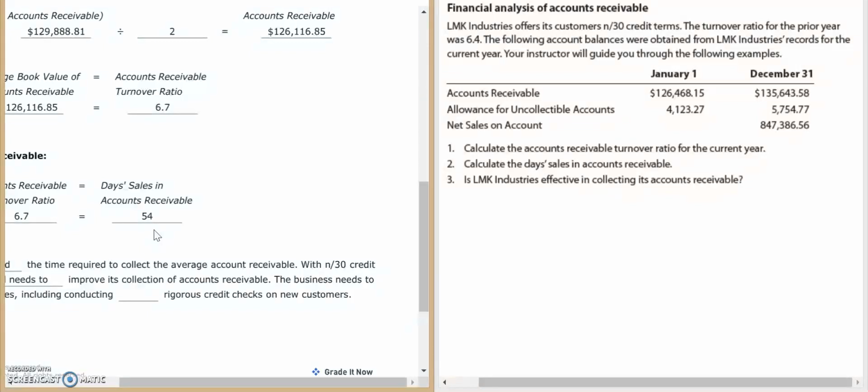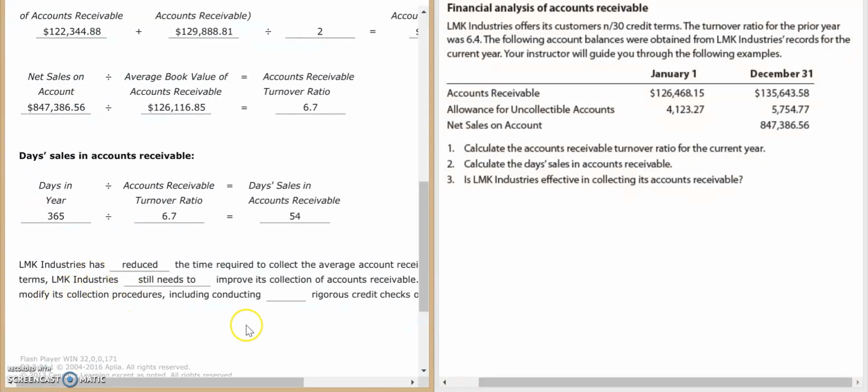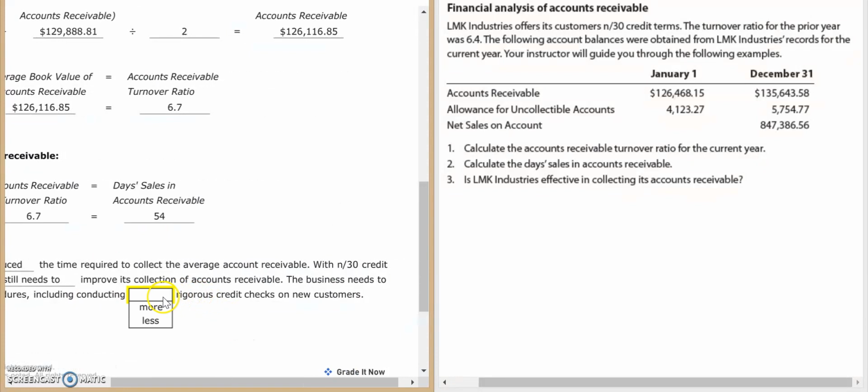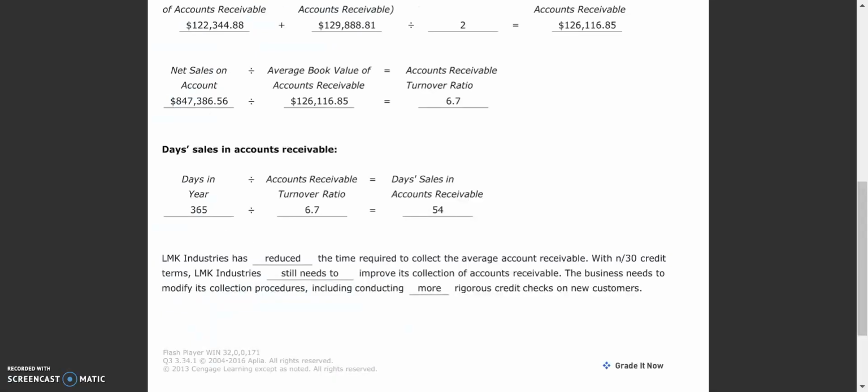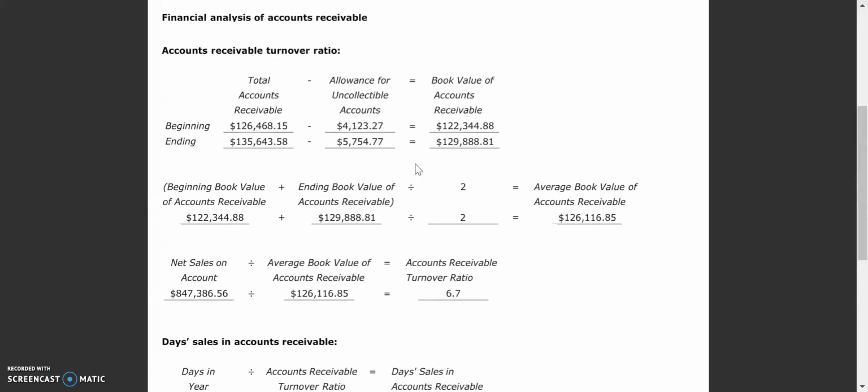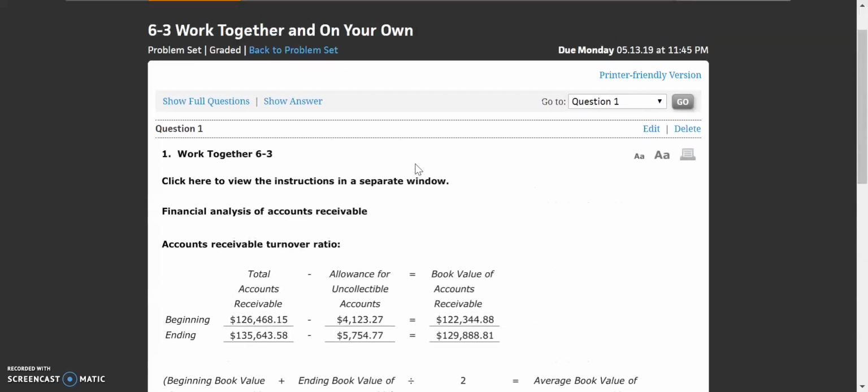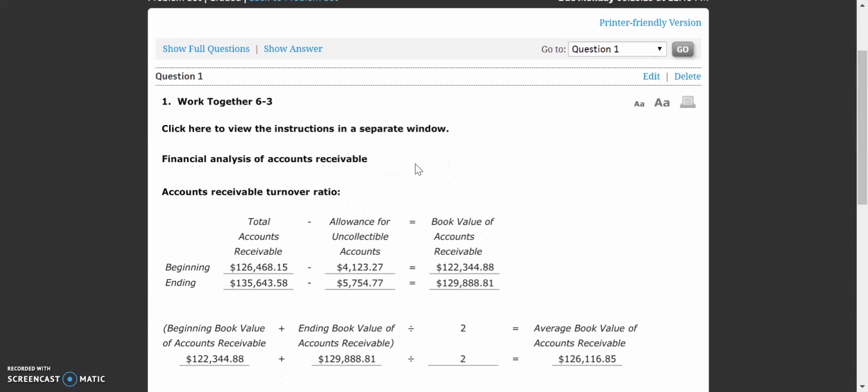So what the business needs to do is modify its collection procedures, including conducting more rigorous credit checks on our customers. Because hopefully, if we have a better idea about whether or not they're going to be good customers, then maybe we can make smarter decisions and increase our accounts receivable ratios. So that is the end of our 6-3 work together. So you can go ahead and do the 6-3 on your own as well as the 6-3 application problem.